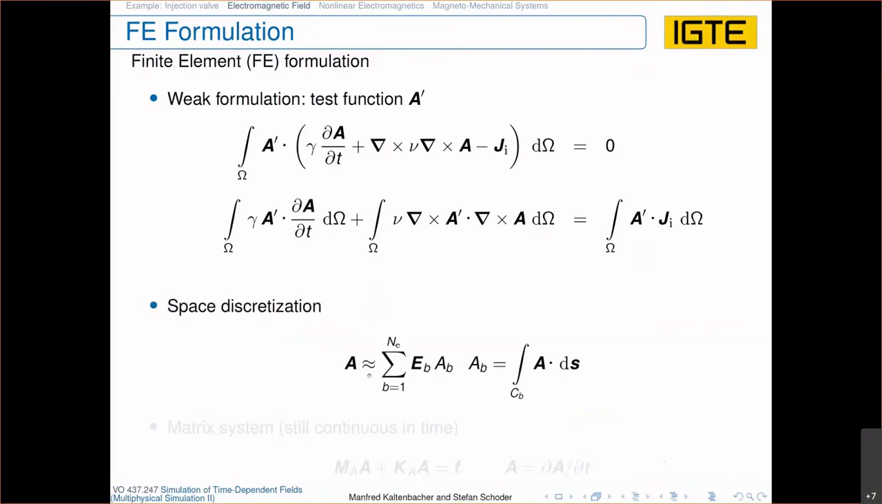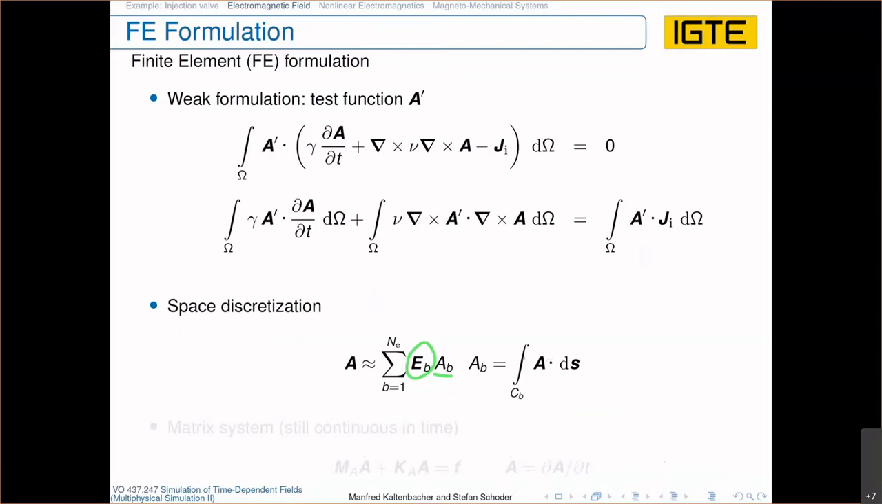As discussed just before, our approximation is now again as we would do it with our standard finite elements. However, we use the edge basis functions, as shown here. And the unknowns A, the sum goes over B equal 1 to the number of edges now, not over the number of nodes, because the unknowns are along the edges. And these unknowns are the projection of the magnetic vector potential along the edge. So we take A dot ds.